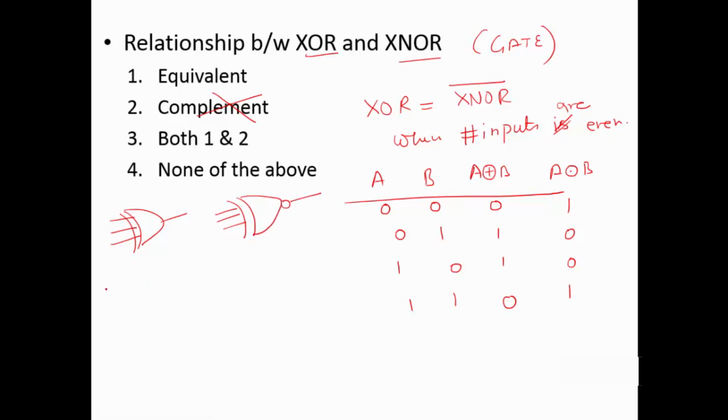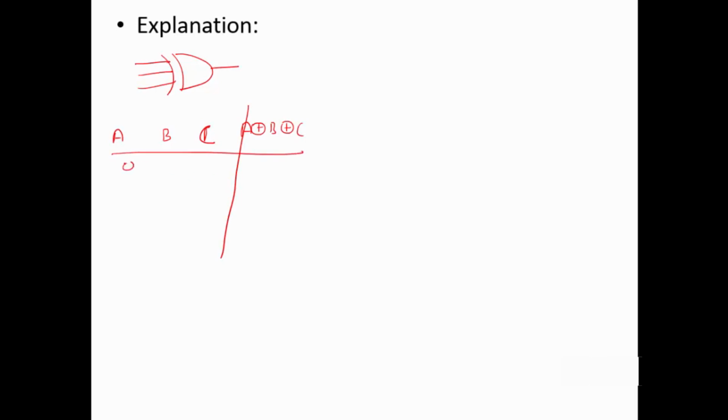Suppose we take the next one, a 3 input XOR gate. For a 3 input XOR gate, the inputs are A, B, C, and the output is A XOR B XOR C. From here you can see the inputs: 0 0 0, 0 0 1, 0 1 0, 0 1 1, 1 0 0, 1 0 1, 1 1 0, 1 1 1.